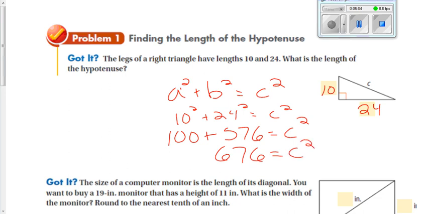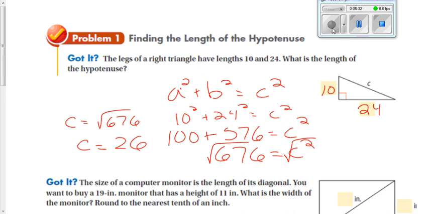All right, now to solve for C, we need to square root each side. So C is equal to the square root of 676. And if you type in the square root of 676 in your calculator to check to see if it is indeed a perfect square, it is. Okay, it ends up being 26. Nice. So my hypotenuse in this one was 26.